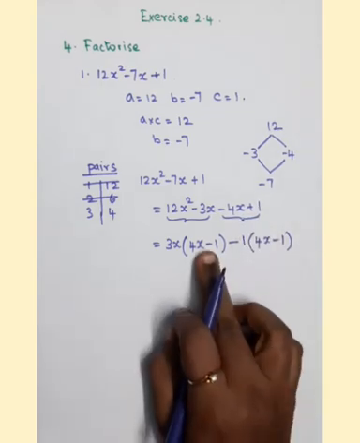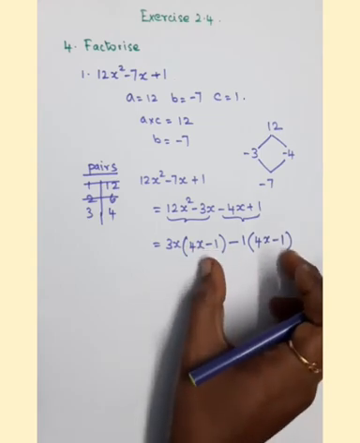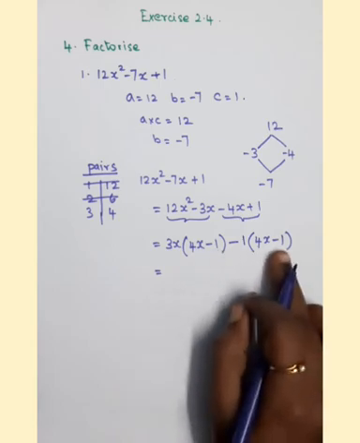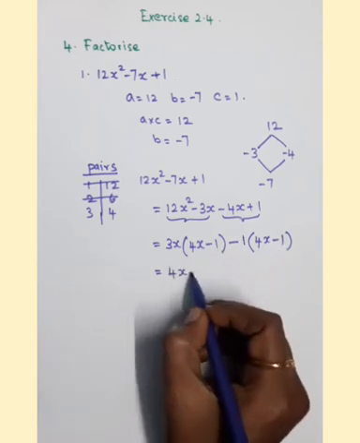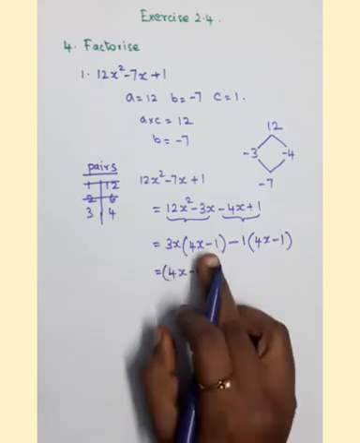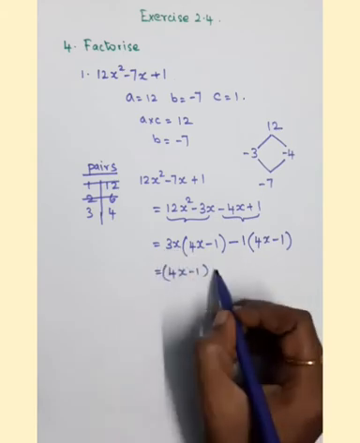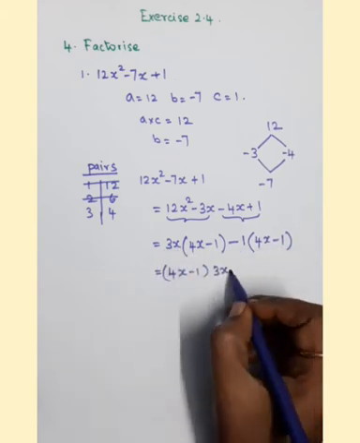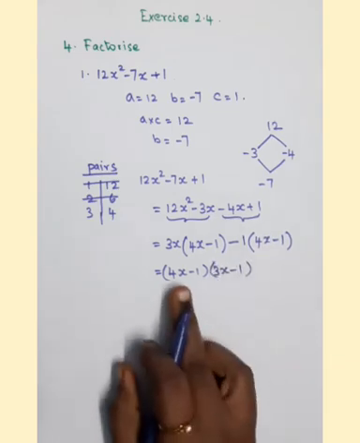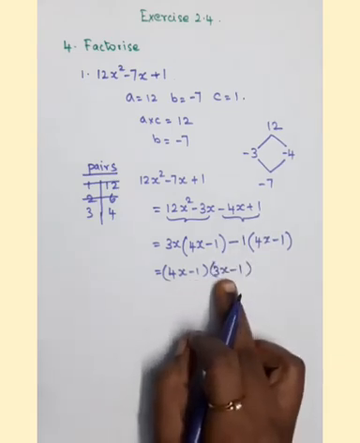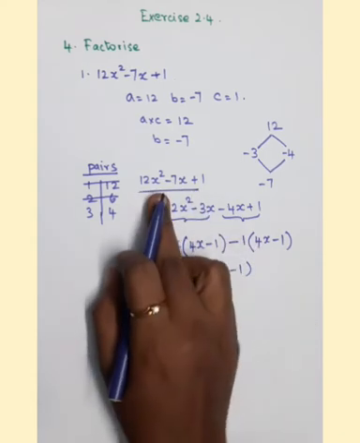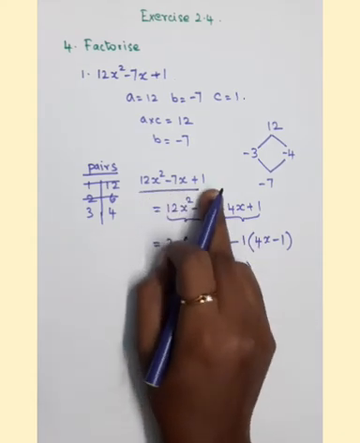Now see, inside the brackets the common term is 4x minus 1. So in the next step we are going to take 4x minus 1 common, so that the balance term here is 3x and in this term the balance is minus 1. So 4x minus 1 into 3x minus 1 are the factors of 12x squared minus 7x plus 1.